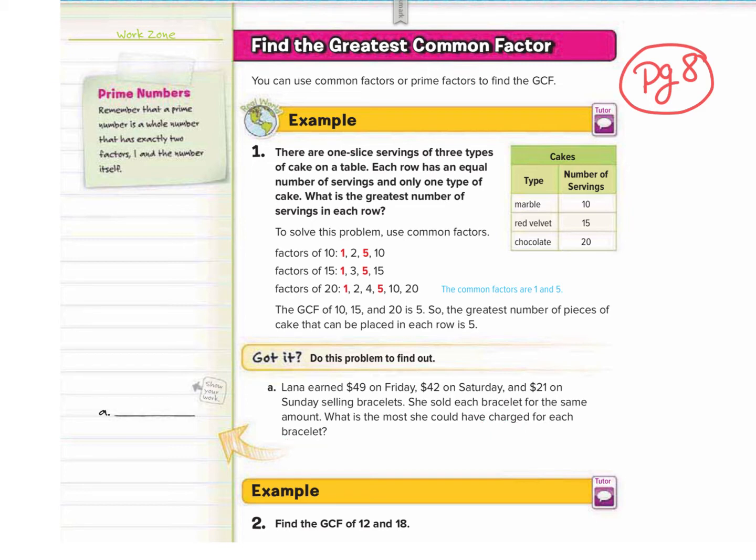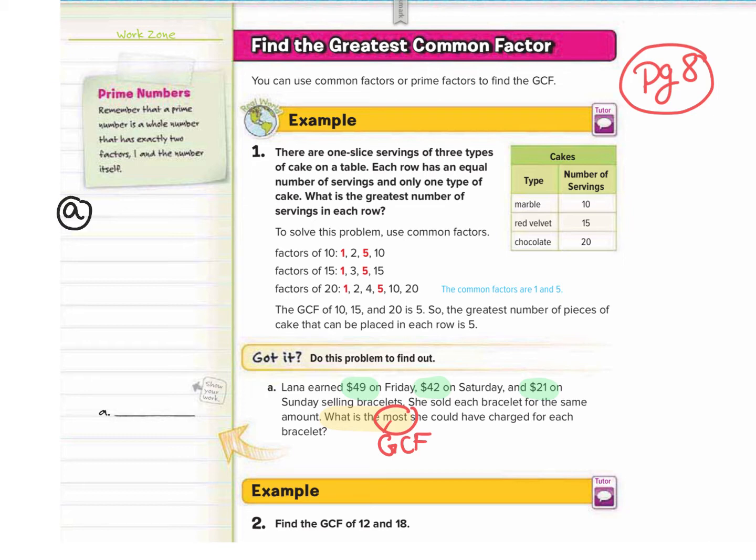So let's look for some keywords here. It says, what is the most? That word most is definitely a clue that we're finding the greatest common factor, because most and greatest are synonyms of each other. So we have to find the greatest common factor of 49, 42, and 21. So let's do this in our work zone.